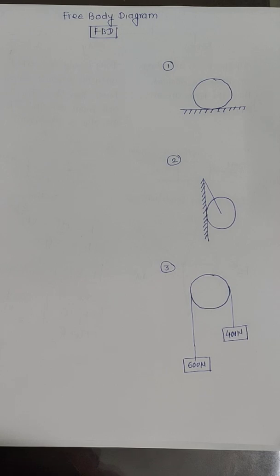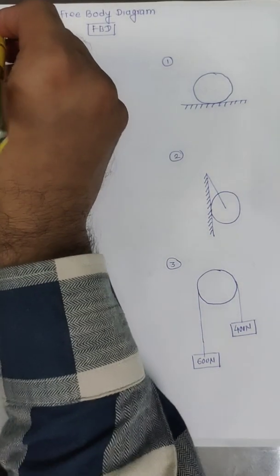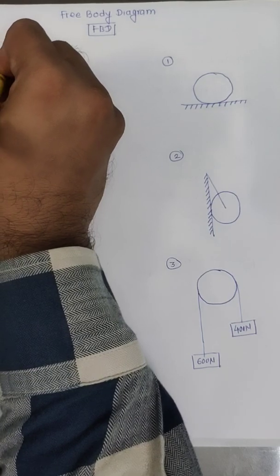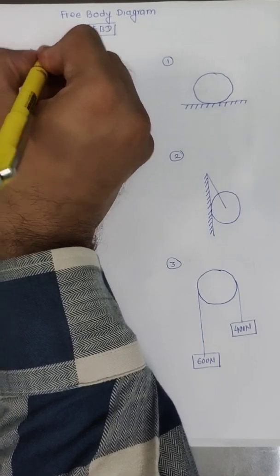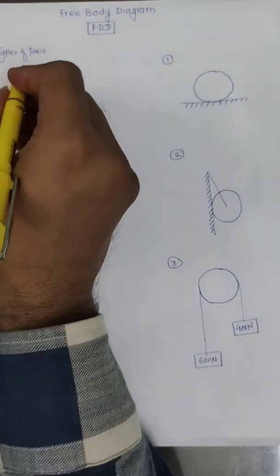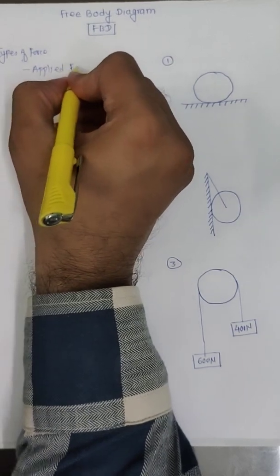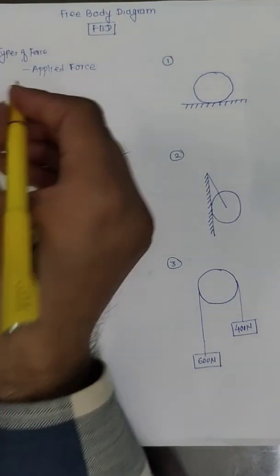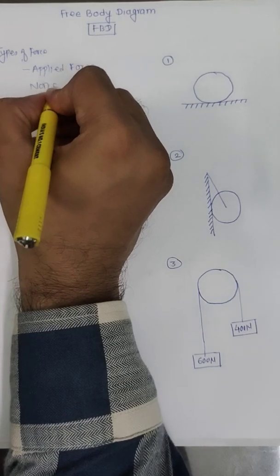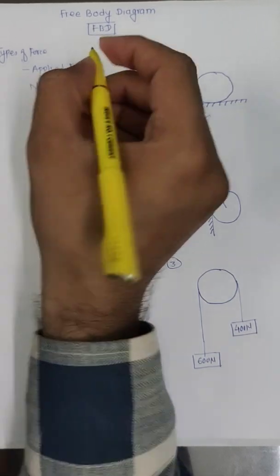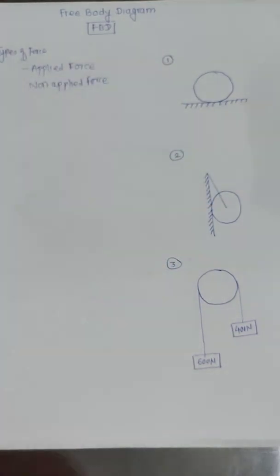So before going for examples, we will see types of forces in engineering mechanics now. Types of forces are divided into two categories. First category is applied force, and second category is non-applied force. Applied force is also called active forces, and non-applied forces are called reactive forces.